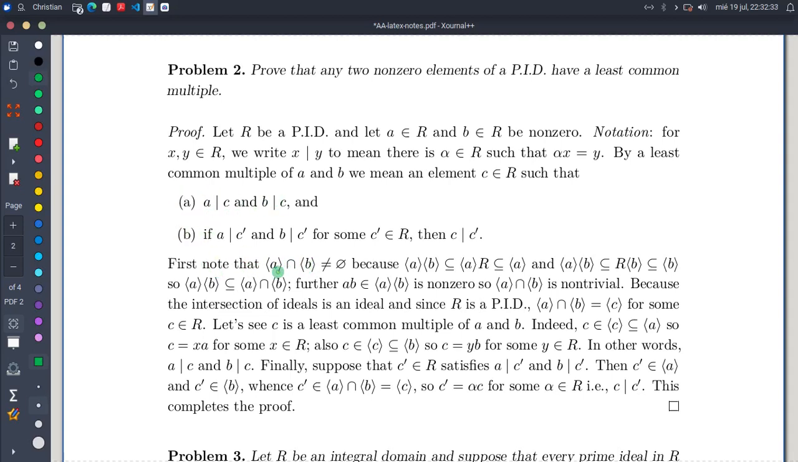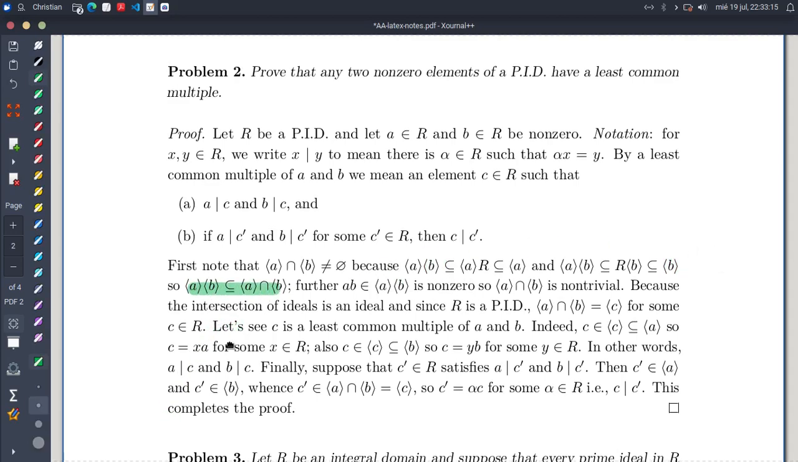First, notice that this intersection of the ideal generated by A and the ideal generated by B is not empty. That happens because the product of these two ideals is contained in the product of the ideal generated by A and R, the whole ring, which is an ideal, because this is containing this. So because ideals absorb products, we see that this product is contained in the ideal generated by A. Similarly, we see that this product of ideals is contained in the ideal generated by B. So this product is contained in both ideals, therefore it is contained in the intersection.